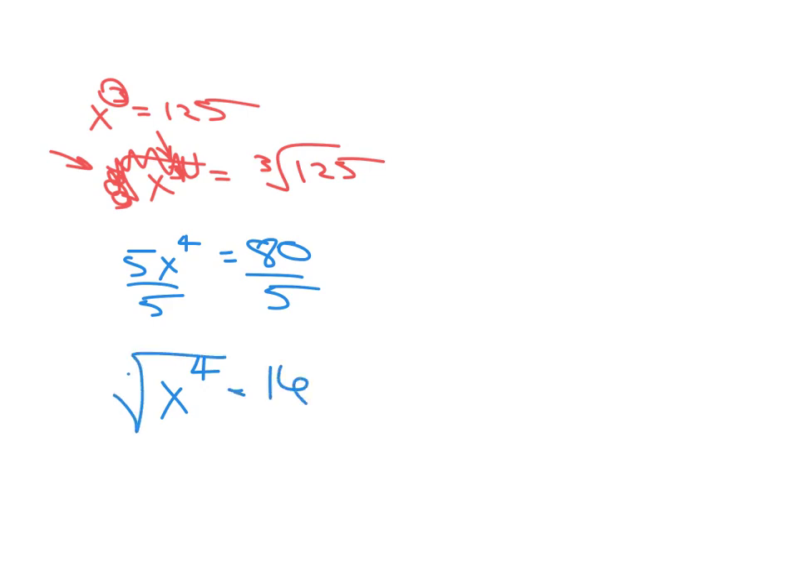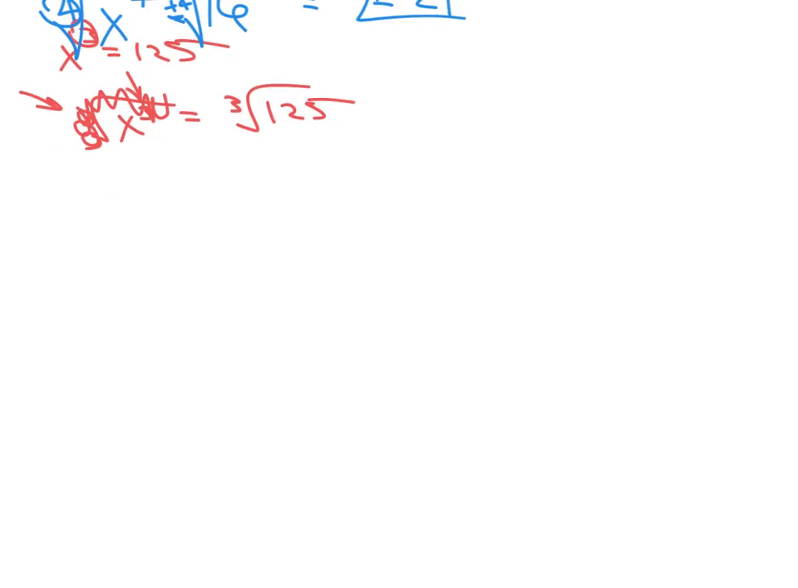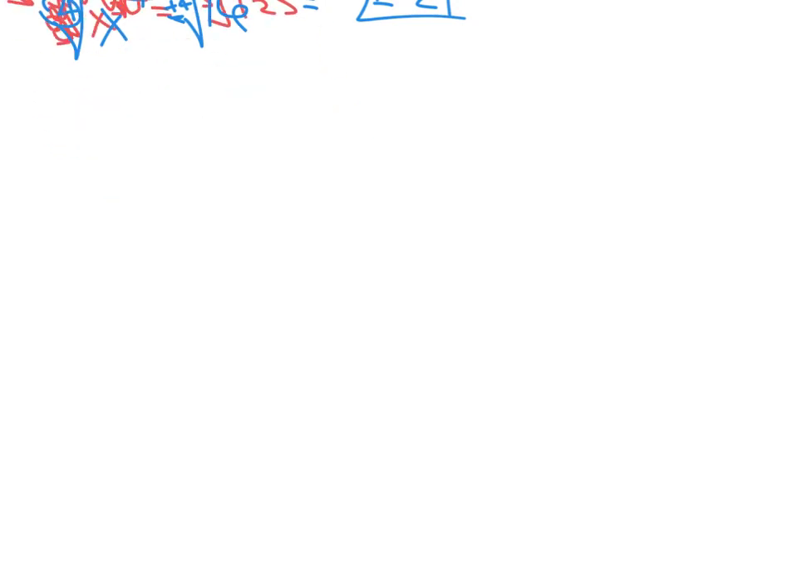So then we take the 4th root of both of these, and because it's even, we take plus or minus. So plus or minus the 4th root of 16, which is going to be plus or minus 2. So there's 2 answers there, positive 2 and negative 2. All right, let's jump to C.